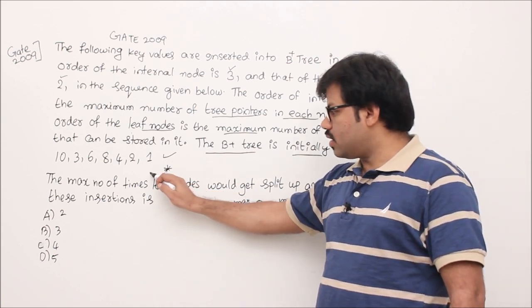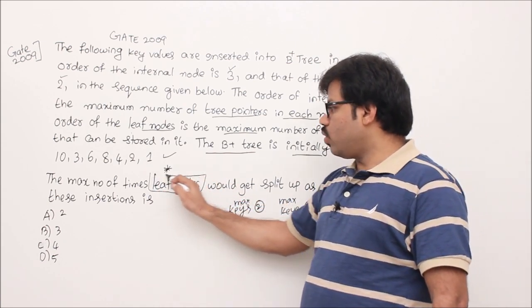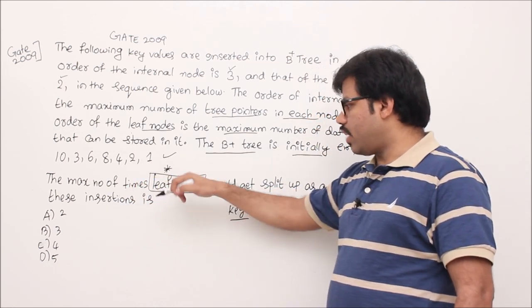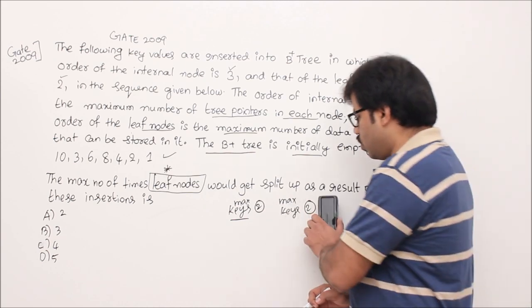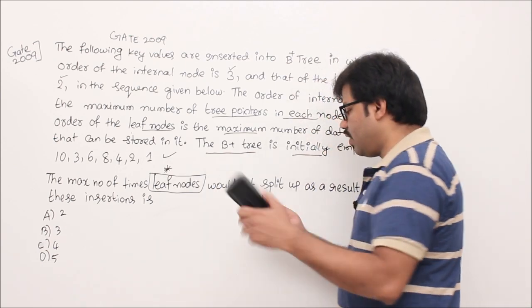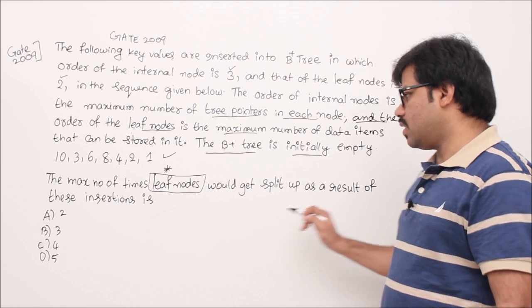That means you should understand the question clearly. We have to identify the maximum number of times leaf nodes would get split. Be careful, so remember it. Maximum keys are anywhere 2, would get split up as the result of these insertions.